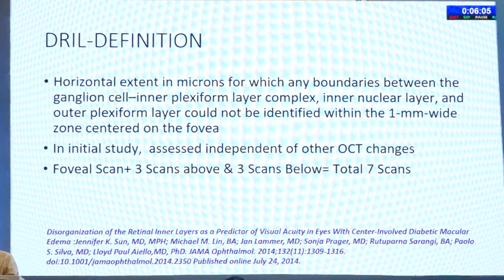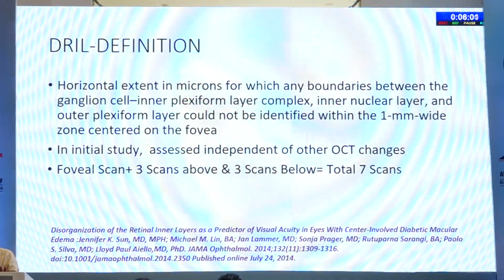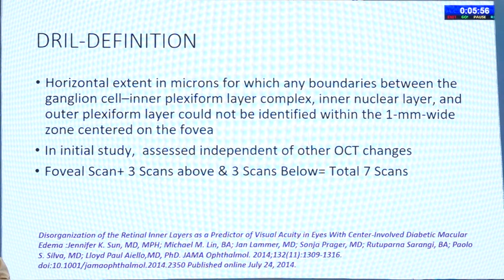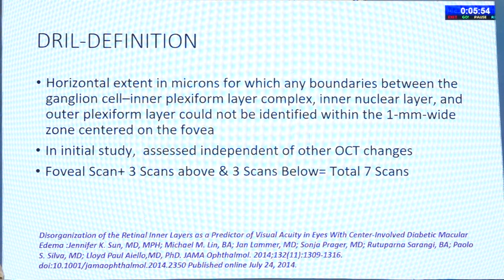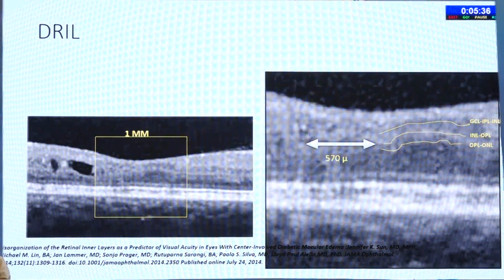And then we come to DRIL, that is the disorganization of retinal inner layers. It's a horizontal extent in microns for which any boundaries between the ganglion cell-inner plexiform layer complex, inner nuclear layer, and outer plexiform layer could not be identified within the 1 millimeter wide zone centered on the fovea. In initial studies, they took 3 scans above and 3 scans below the foveola, a total of 7 scans. Here we can see the photographs of the 1 millimeter area they measured.